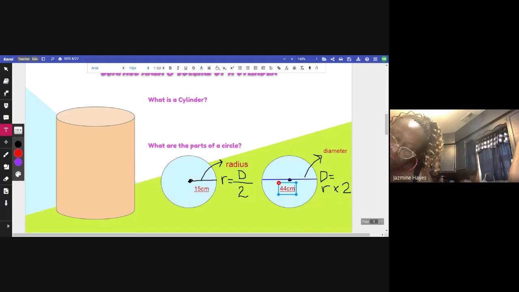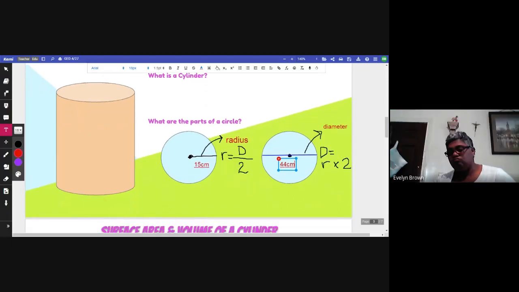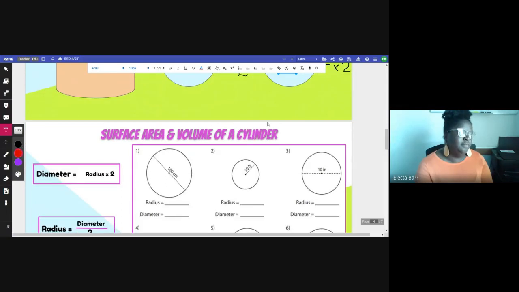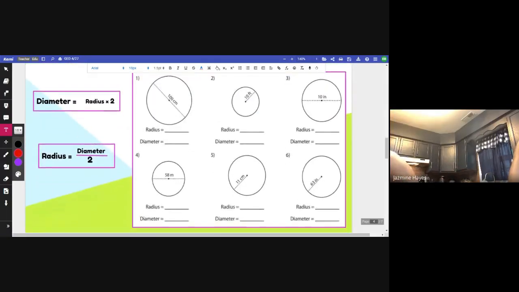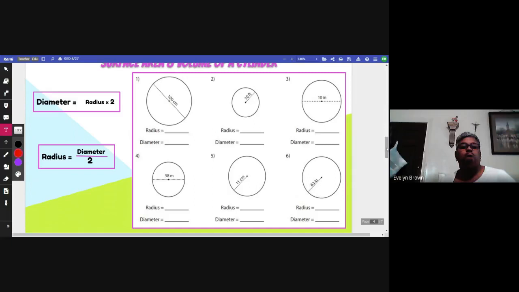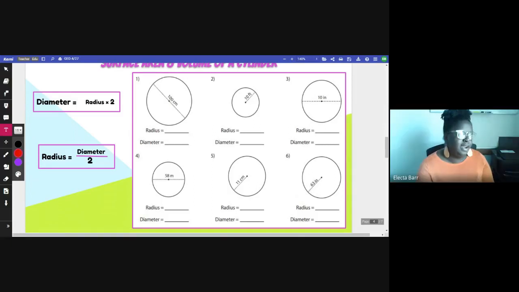Okay. All right, so let's go ahead and do some practice. I just want you all to practice that a little bit first before we get into the actual volume of a cylinder. I'm going to give you all about, let's do about 8, probably won't take you that long, maybe like 8 minutes. You're going to find the radius of all of these circles, okay? I've given you the formula for both to find the diameter. You do the radius times 2. To find the radius, you do the diameter divided by 2.